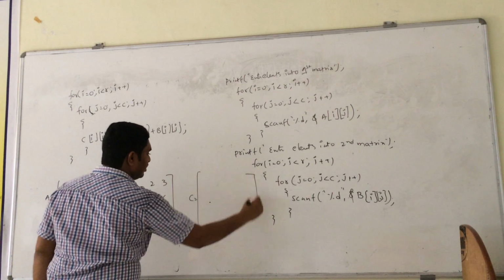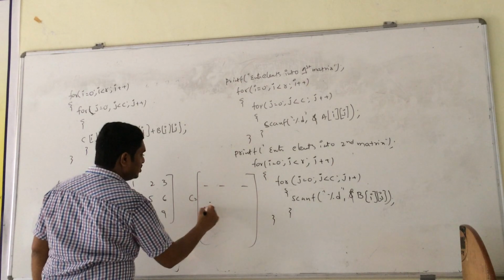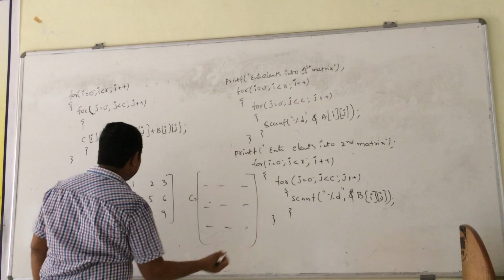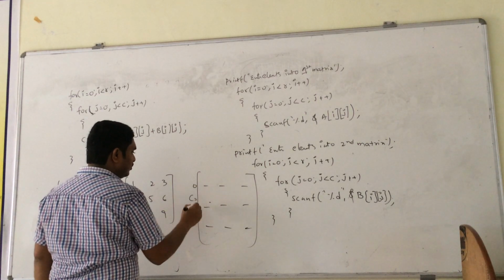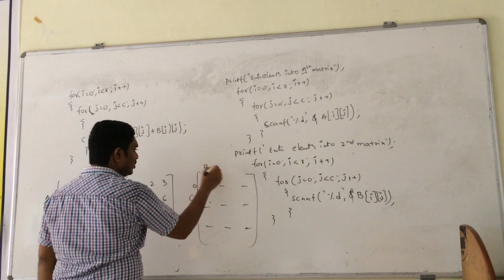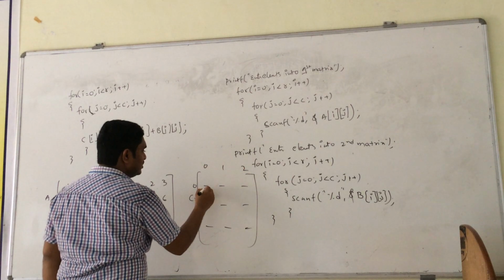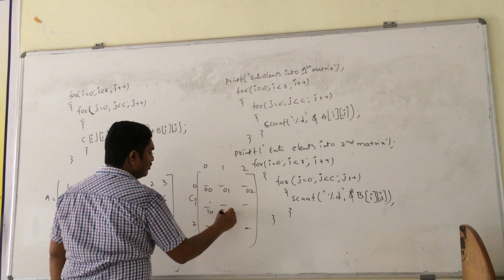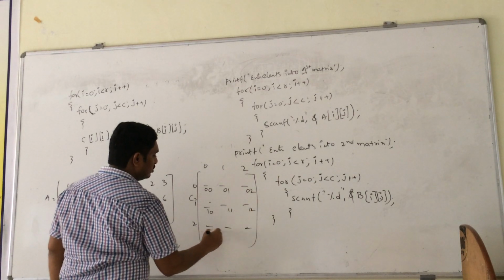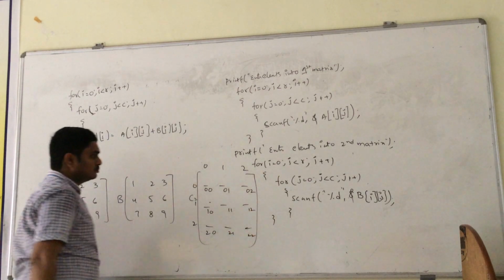So C is empty now. There are three positions, a 3 by 3 matrix, hence 3 rows and 3 columns. So 0th row, first row, second row; 0th column, first column, second column. This is the 0,0 element, this is the 0,1, this is the 0,2. So 1,0, 1,1, 1,2, 2,0, 2,1, 2,2.